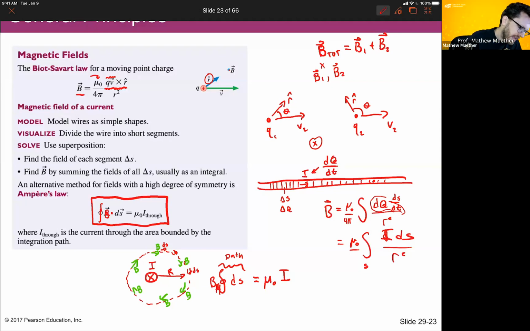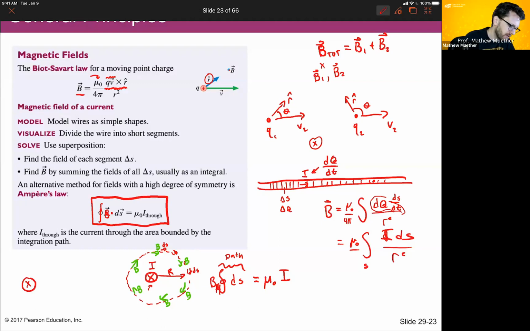Proving that is a pretty complicated endeavor, but we can get the idea. You can see that for this closed loop with the current inside of it, the B field circulates around and always points in the direction of my ds. So it's going to continually add a positive contribution to that integral and give me a non-zero value for my path integral.